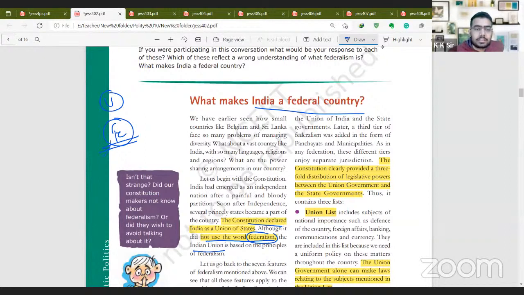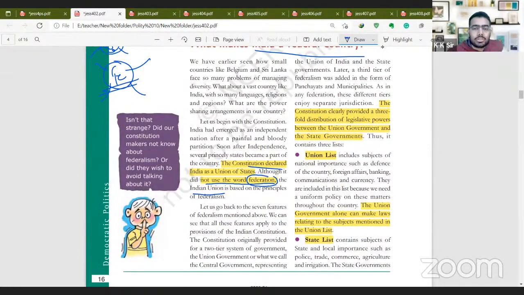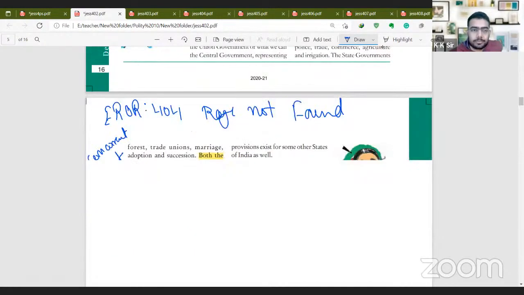In a federation, states will come together. In a union, the center has folded together different states. Now the constitution has given everyone their own power. What are the things that the union can do, and the things that the state can do? So there are three lists: union list, state list, and the third one is concurrent list.